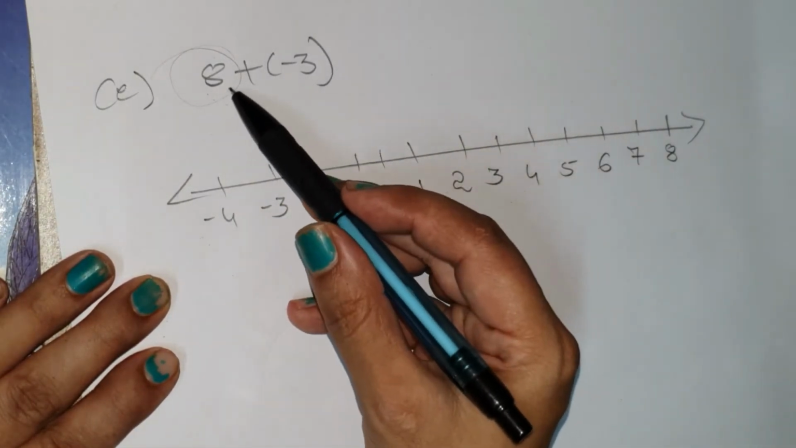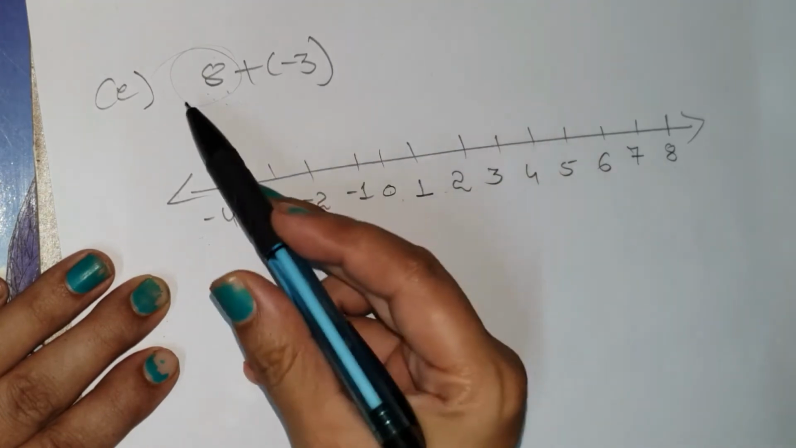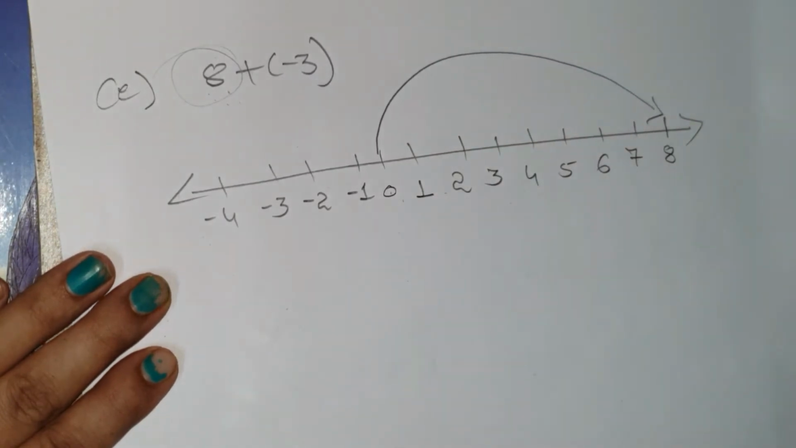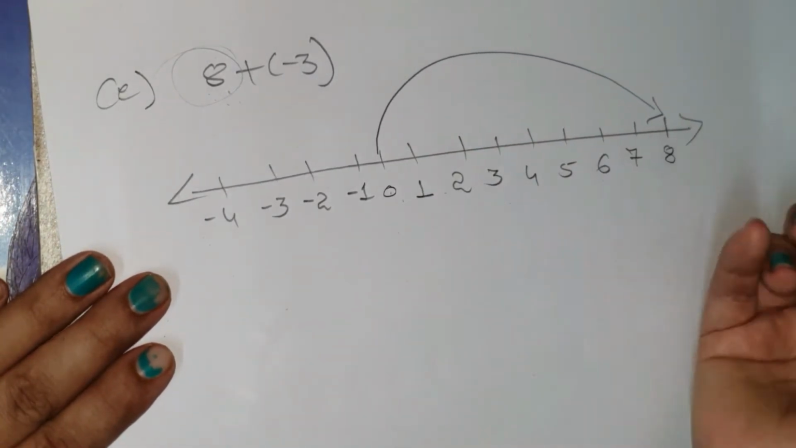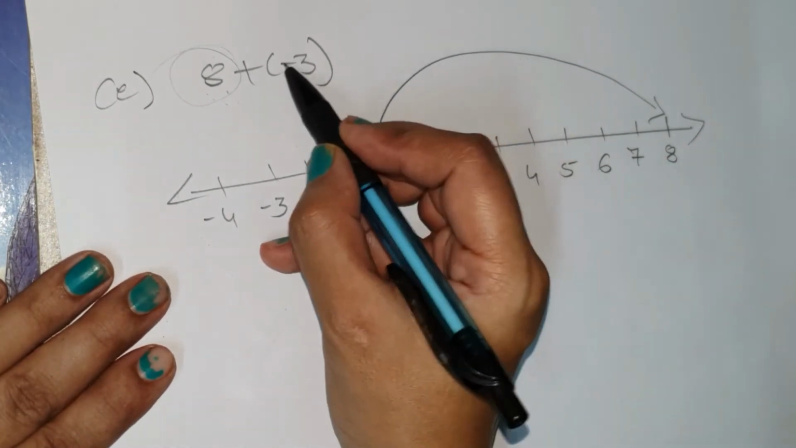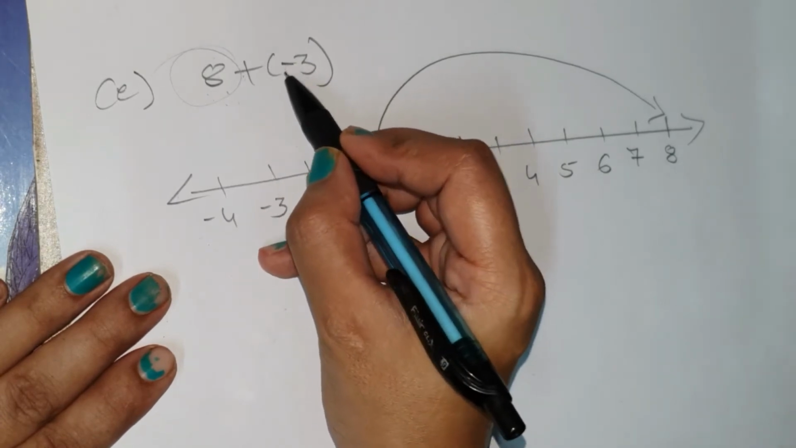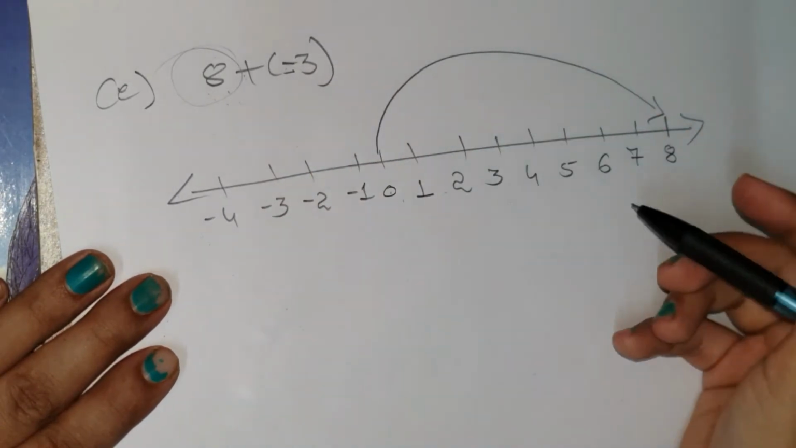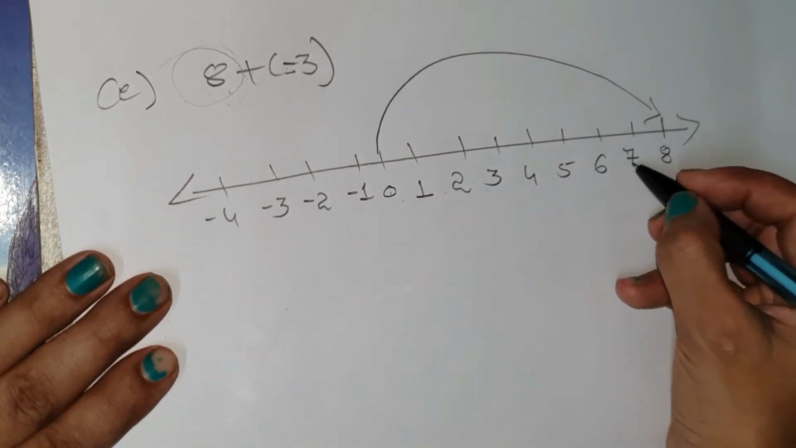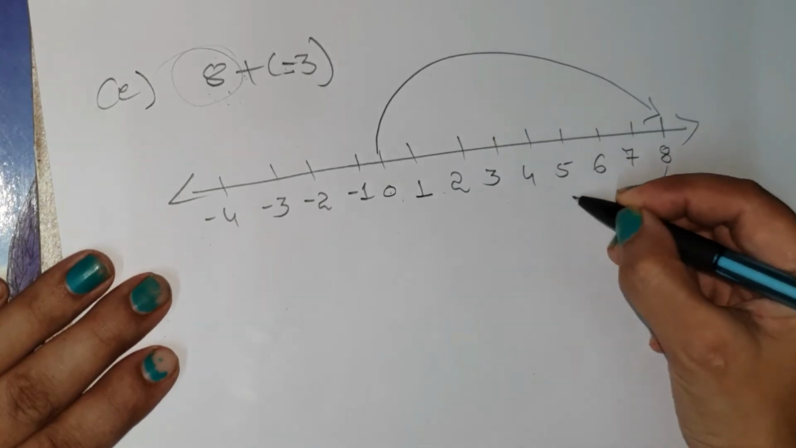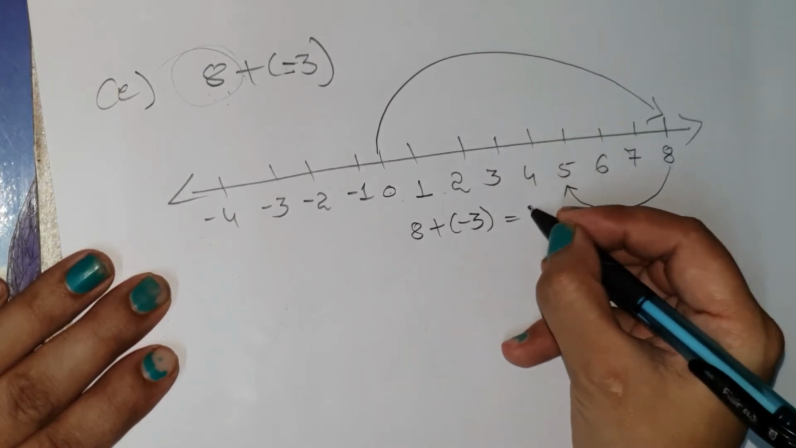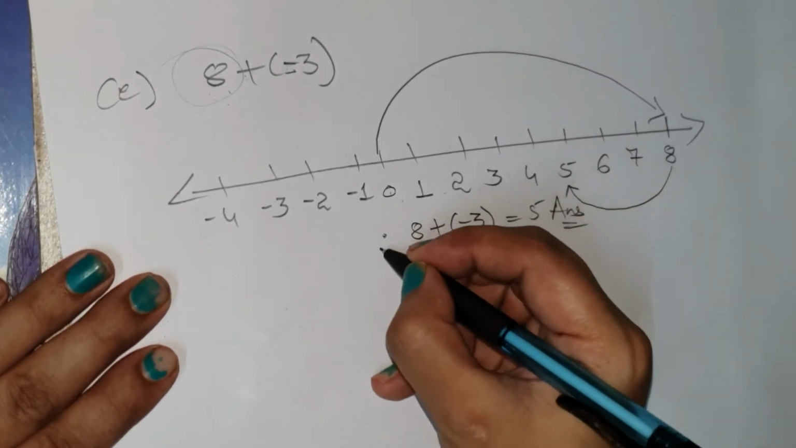So, first of all we have to start from 0 and from 0 we will move to plus 8. So, from 0 you will directly jump to plus 8. Now, from plus 8 you have to move 3 steps towards the left hand side because it is a minus sign. Okay. It is a plus sign, but after plus it is minus. So, we will consider plus minus as minus. So, we will move 3 steps backwards. So, when you move 3 steps backwards, don't count 8, count 1, 2, 3. So, that means from 8 you have to come till number 5. So, it will be 8 plus minus 3 is equal to 5, the answer, like this.